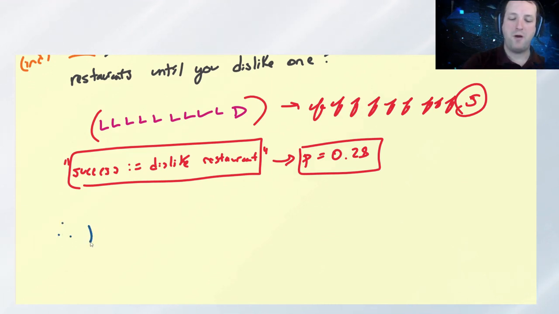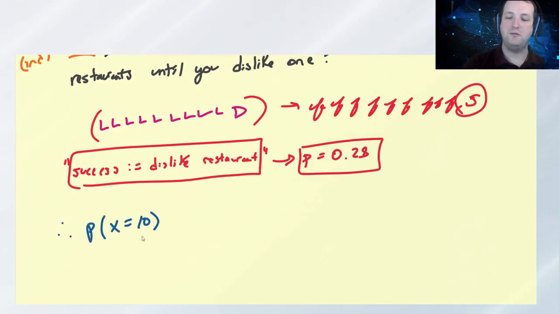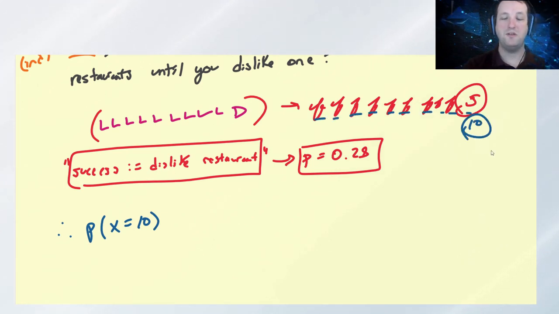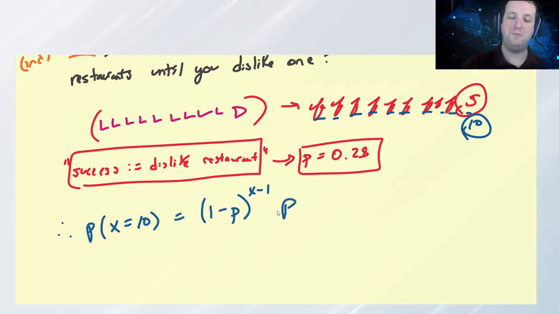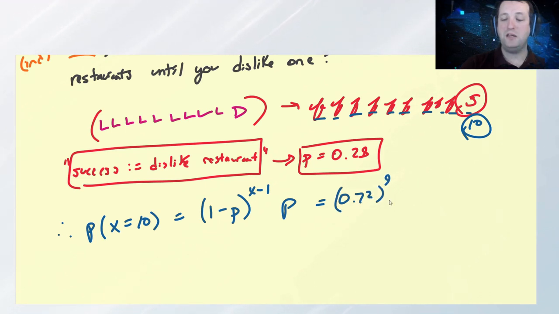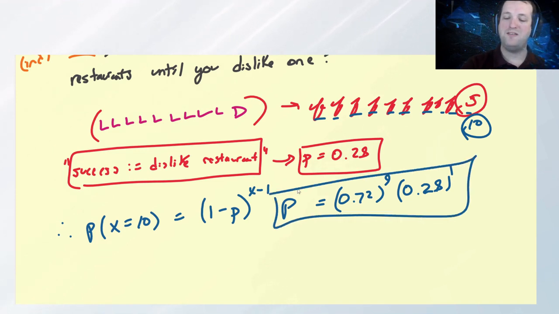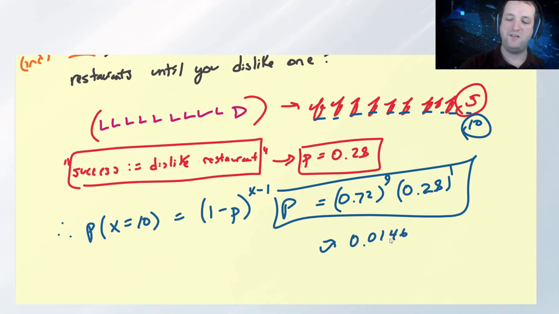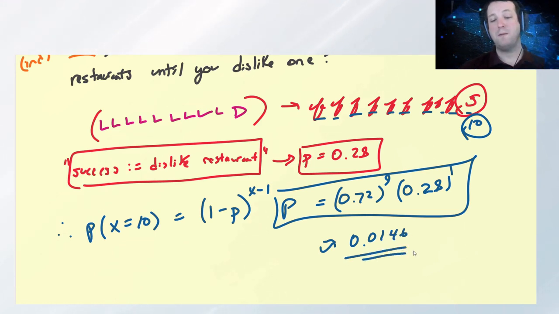So therefore, the probability that x is equal to 10, right? So 1, 2, 3, 4, 5, 6, 7, 8, 9, 10. So that's the 10th value. That's when our first success occurs. This is going to be equal to (1 minus p) to the x minus 1 times p. That's the general structure. So this is going to be equal to 1 minus p, so that's going to be 72%, to the power of 9 times 0.28 to the power of 1. That is going to be my probability, and you can find that it's going to be approximately 0.0146, or about a 1% chance of that occurring. So that's an application of the geometric distribution.